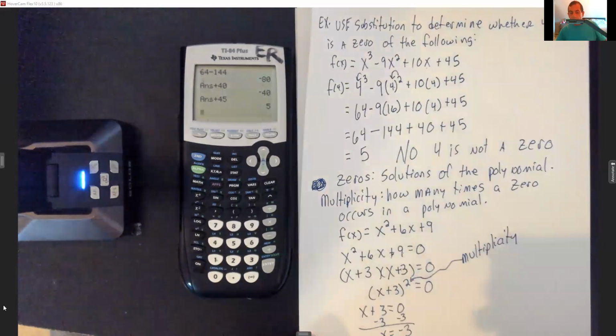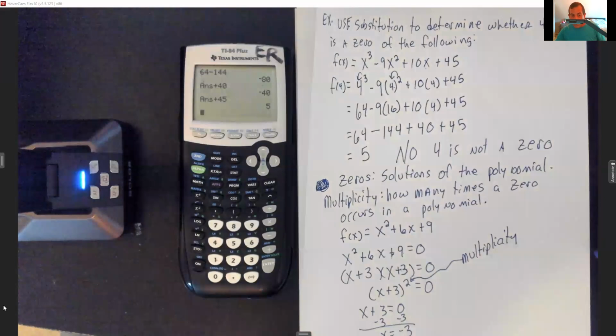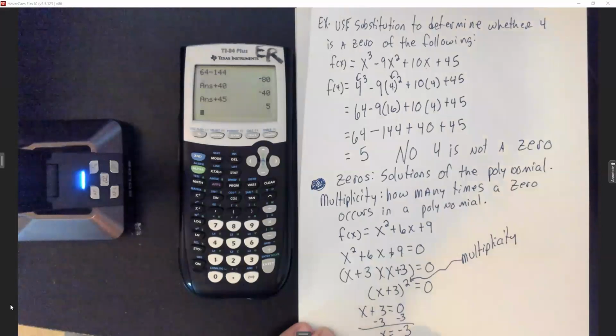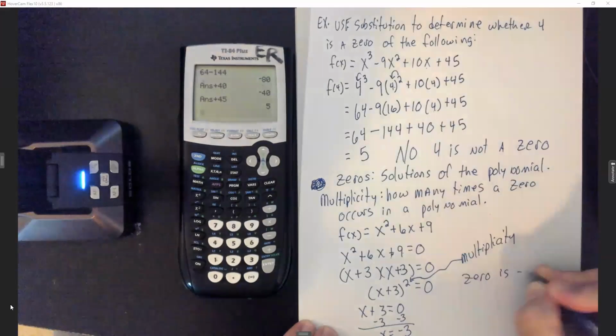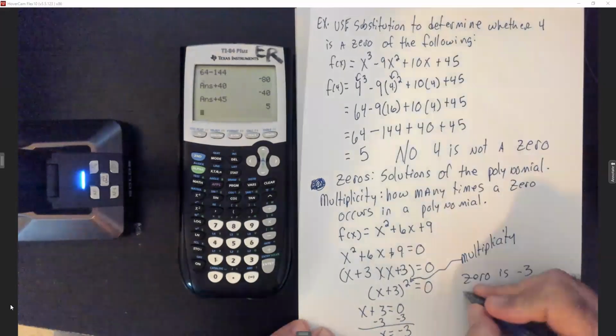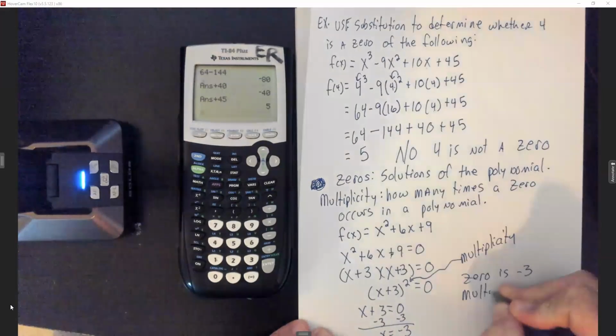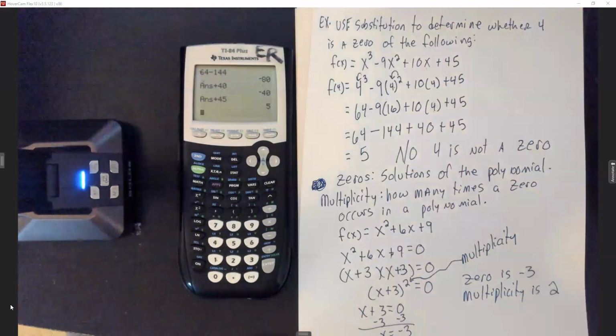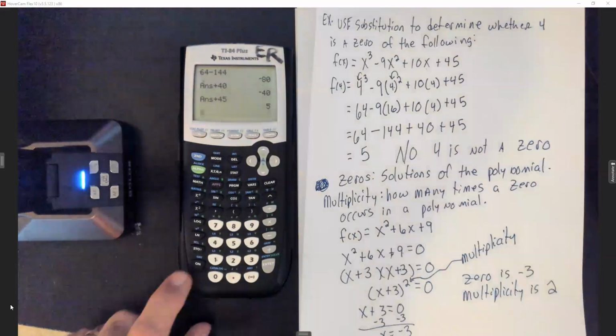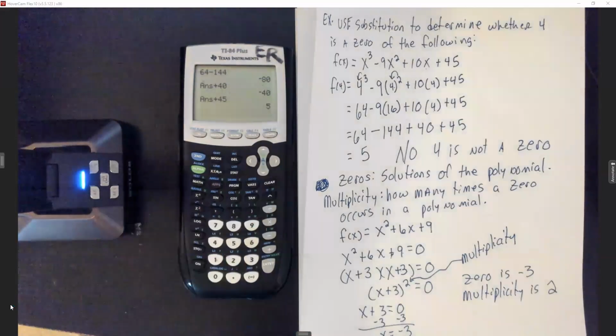But y'all look, if the factors are the same here, then that means that when you solve both of those, you're going to get -3. So on this problem, I would say 0 is -3. Multiplicity is 2. So it's how many times that happens, okay? All right, so I'm going to let y'all catch up a second.